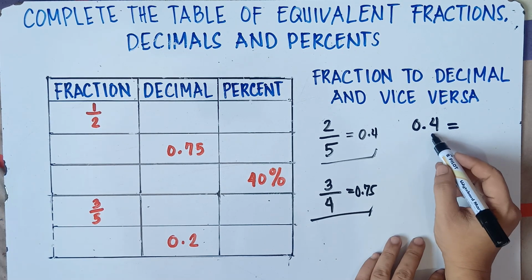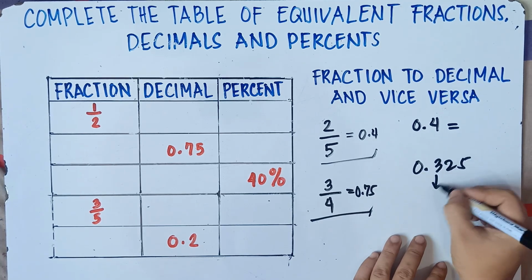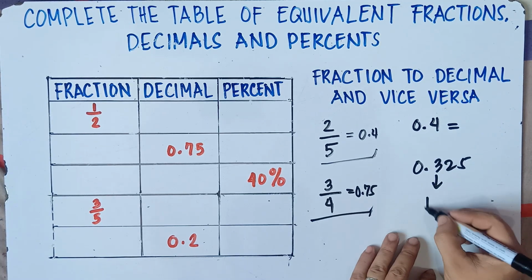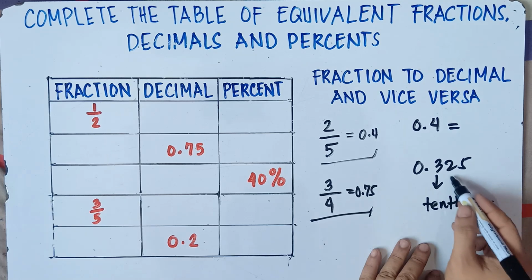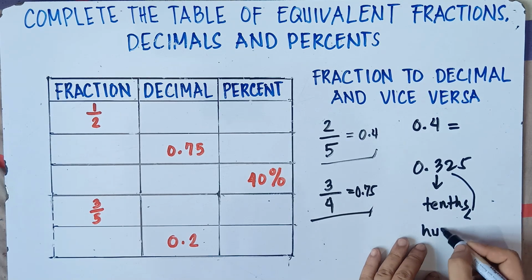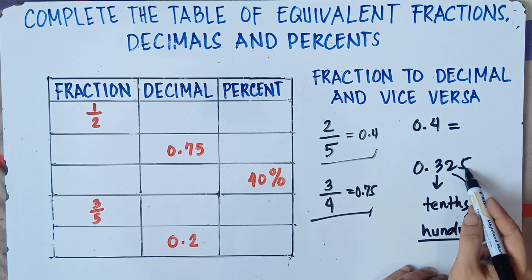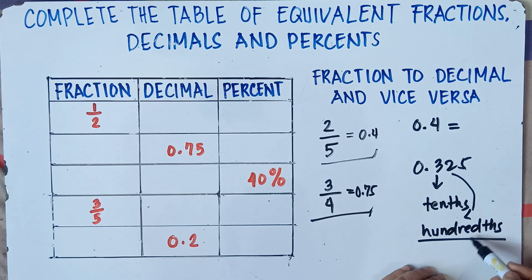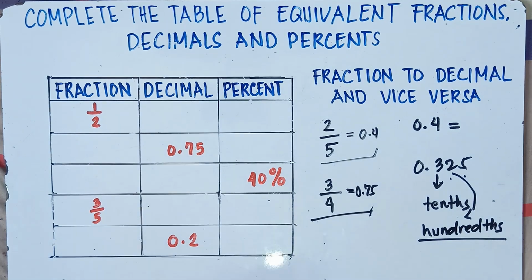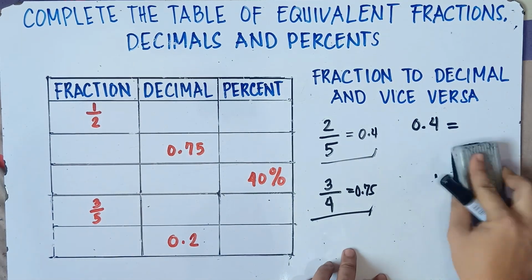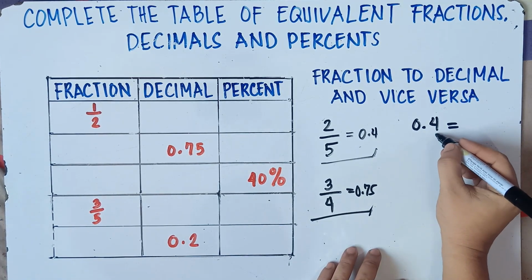In decimals, we have tenths. Once again, the example is 0.325. The 3 here is what we call in place value for decimals, tenths, with "th". Then the 2 here will be hundredths, of course with "th", do not forget for decimals. And the 5 here will be thousandths. Tenths, hundredths, thousandths.